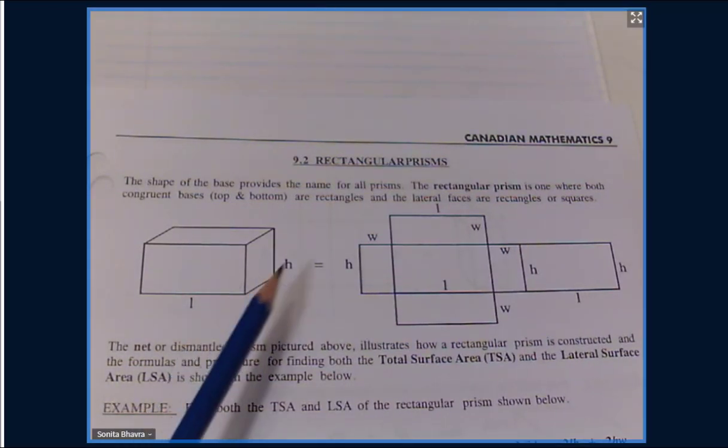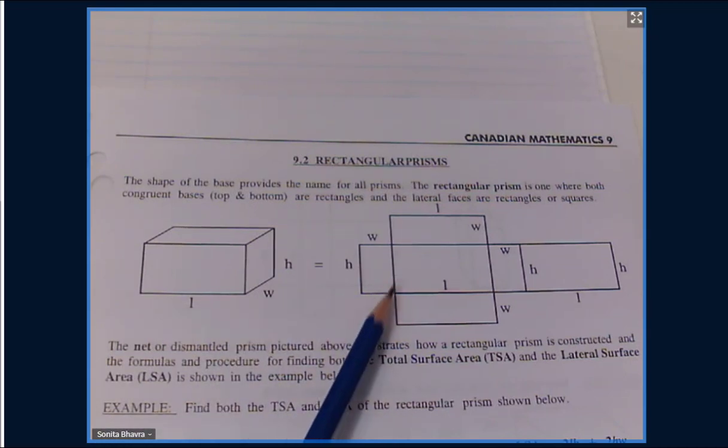Those are all going to be rectangles or squares. All right, if we opened this up, this is what it would look like. This is its net. All right, so the net or the dismantled prism shows how a rectangular prism is constructed.